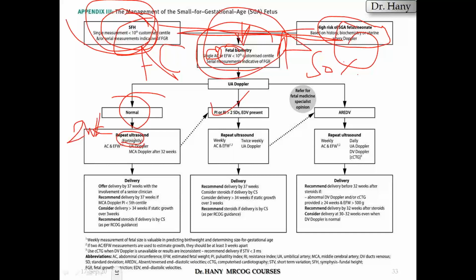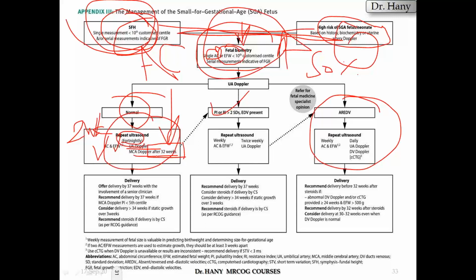I will not speak in the details. I will give you the tricks only, because you know this already. So, repeat the ultrasound, which is the abdominal circumference and the estimated fetal body weight, every 2 weeks fortnightly, the umbilical artery Doppler, and the middle cerebral artery Doppler after 32 weeks. This is a very important point. You are not doing the middle cerebral artery Doppler in preterm. You are doing it in term, baby, after 32 weeks.